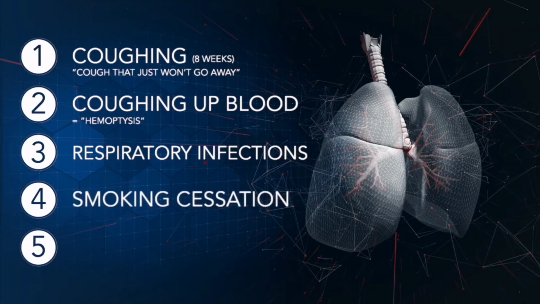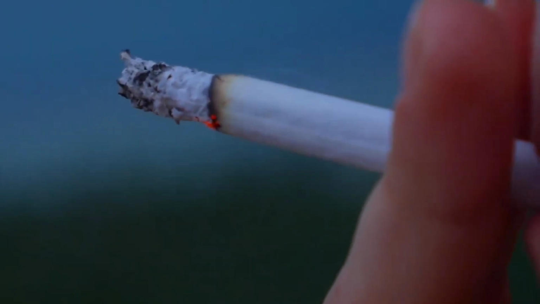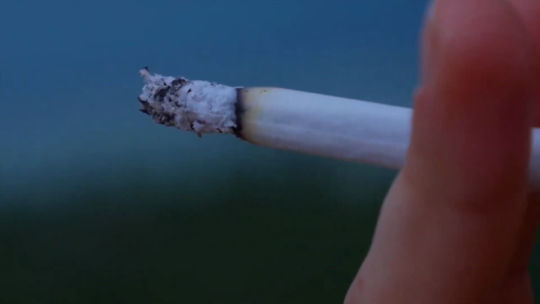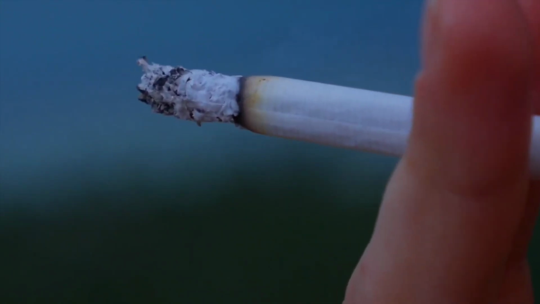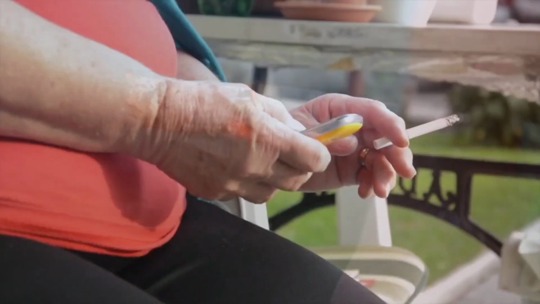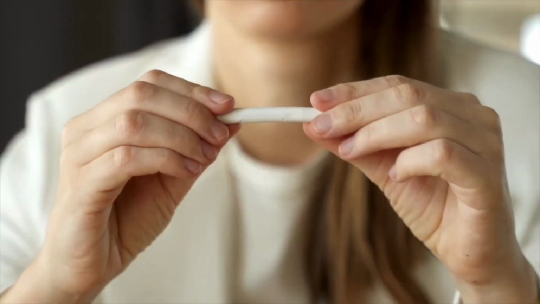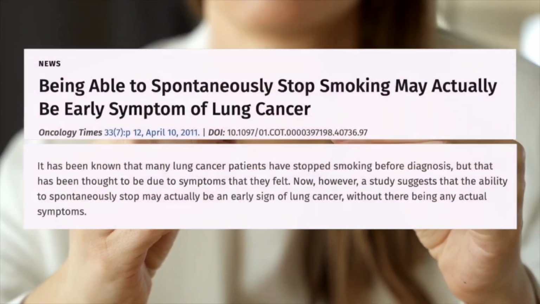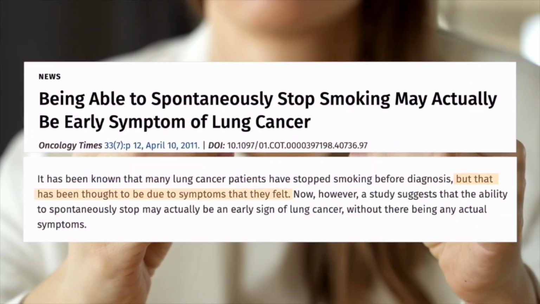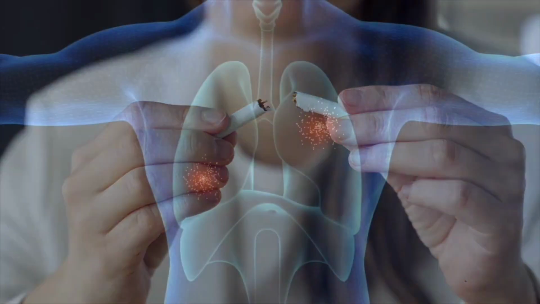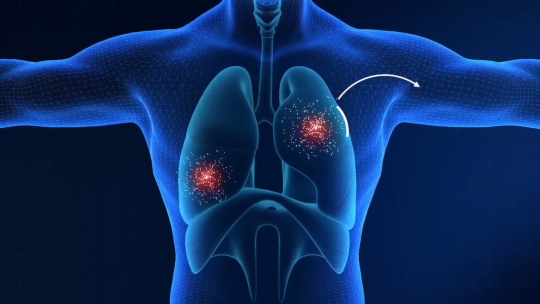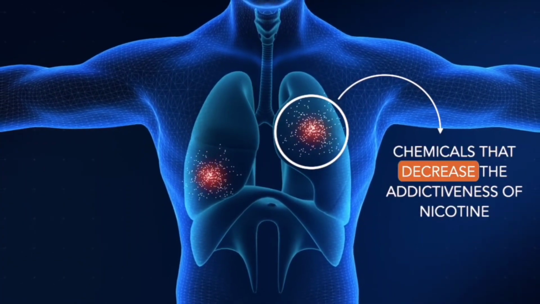4. Spontaneous smoking cessation. It's been found that a significant number of people with lung cancer reduce the number of cigarettes they smoke or spontaneously quit smoking prior to their diagnosis. What's interesting is that very few symptoms of withdrawal occur in most cases. Until recently, this cessation was thought to be related to an attempt to ease coughing or a subconscious fear of developing lung cancer. However, studies now suggest that the ability to stop spontaneously may actually be an early sign of lung cancer. It could be that lung cancers produce chemicals that decrease the addictiveness of nicotine.